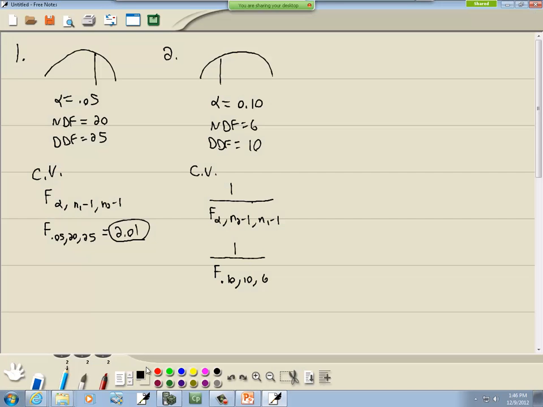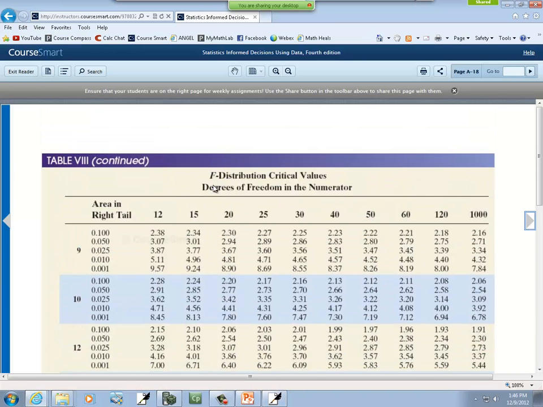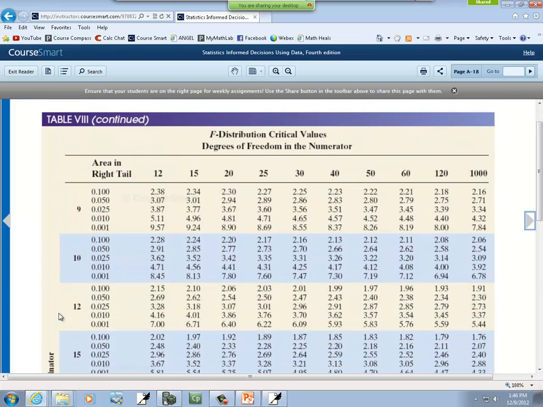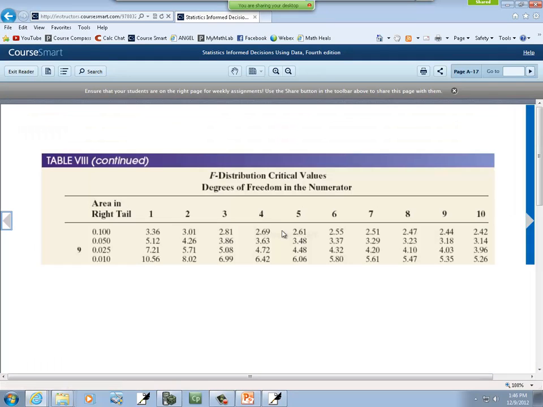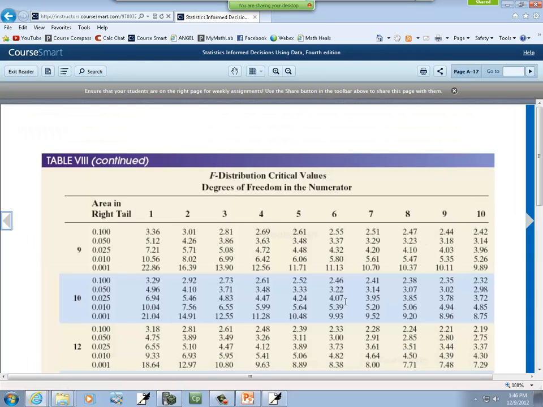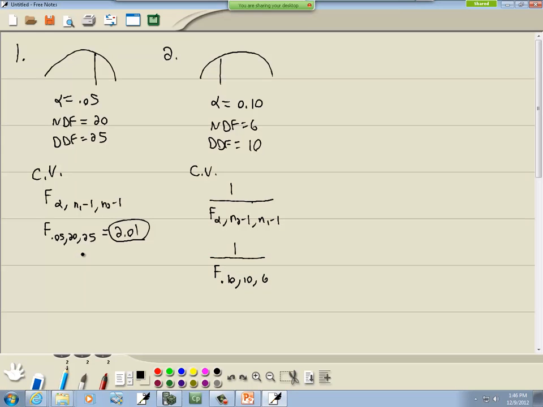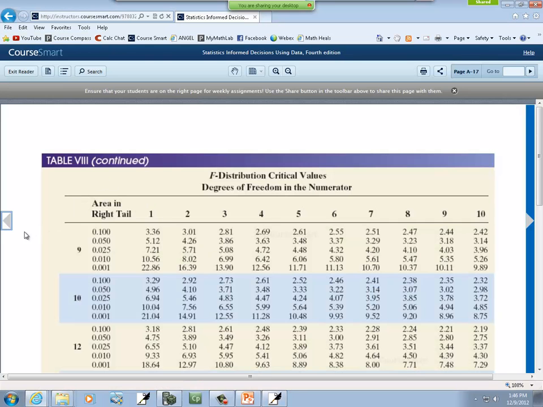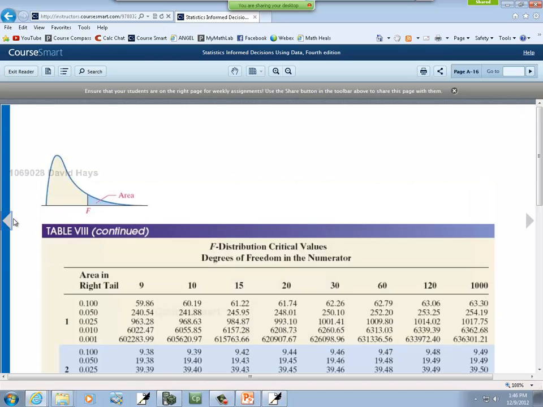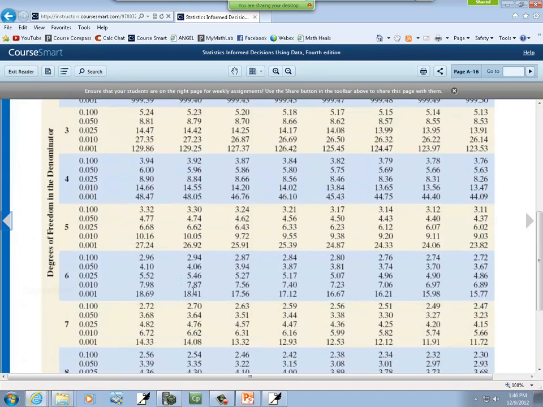Okay. So we're going to be looking up 10 and 6. We switch these around, so this is our numerator degree of freedom. We're looking up 10. That doesn't have 10 on there. This has 10 on there, but it starts at 9, and I need 6. So we'll go back one more. Here's 10, that'll work, and 6. Okay.